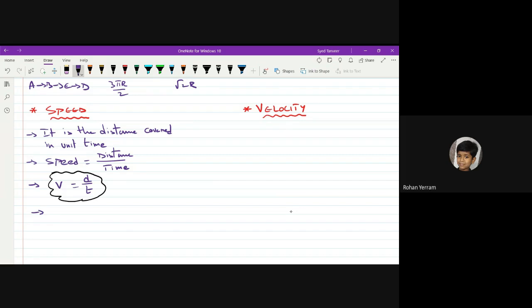Sir, what is V? Speed. Speed is denoted by V. Velocity is also V, sir. Yes, it is V bar, sir.